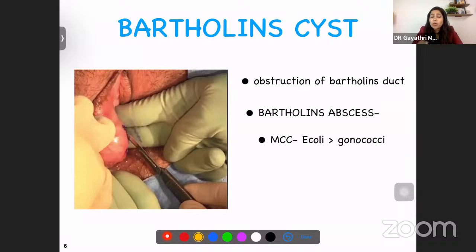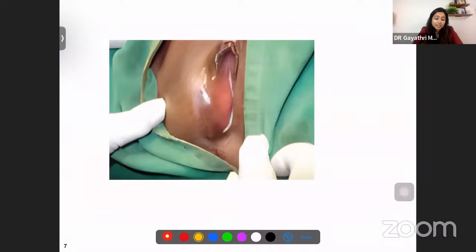So the most common cause of infection in Bartholin's abscess, again a previous year question, it is due to E. coli. It's not gonococci. Gonococci is the second most common cause. The most common cause is E. coli, followed by gonococcal infections. So this is yet another image of the Bartholin cyst. I hope here you can appreciate the bulge which is present, and you can see that it is slightly lateral and in the posterior part of the vagina. It is not anteriorly here. It's in the posterolateral wall. This is the Bartholin cyst.